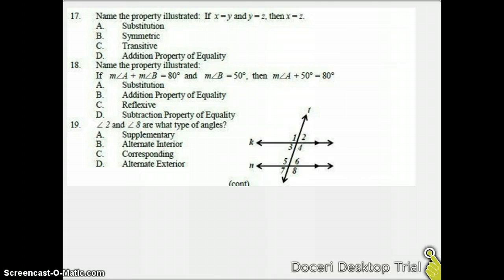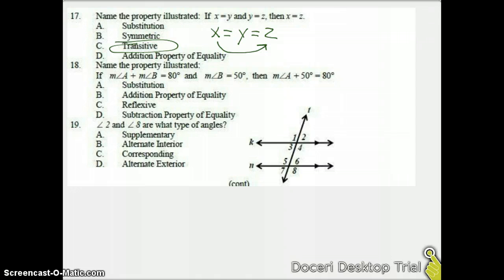We already went through 1 through 16, so let's keep going and look at number 17, which says name the property illustrated. So we have if x equals y and y equals z, then x equals z. If I rewrote this together here, I can see that because both x and z are equal to y, they're going to be equal to each other. And when we have this, this is a property we call the transitive property. If both of them equal y, they equal each other.